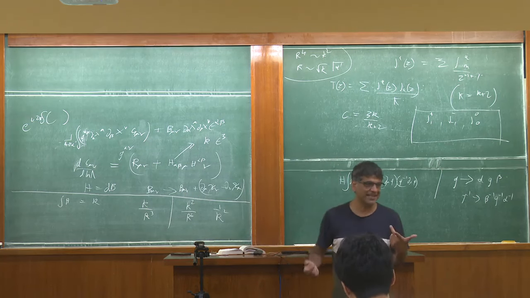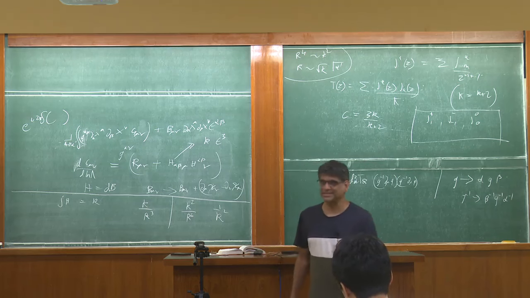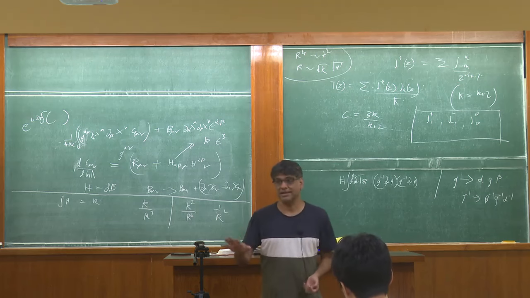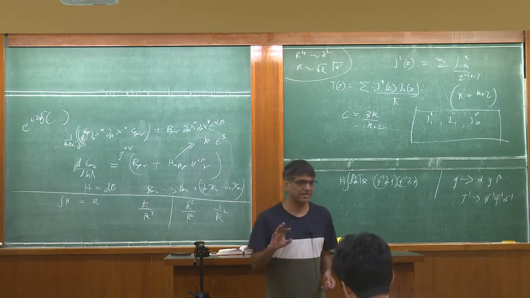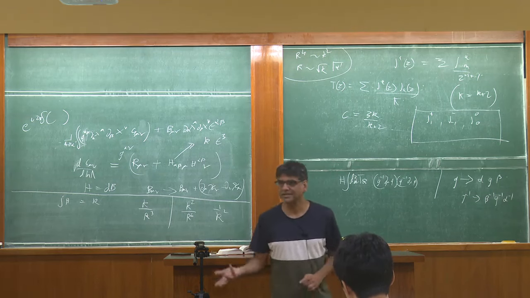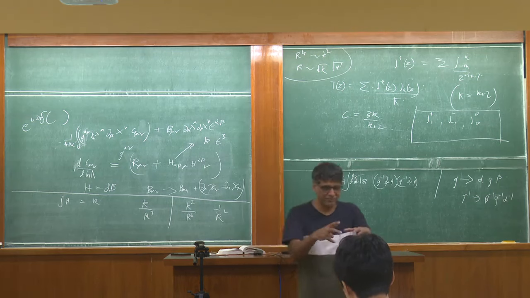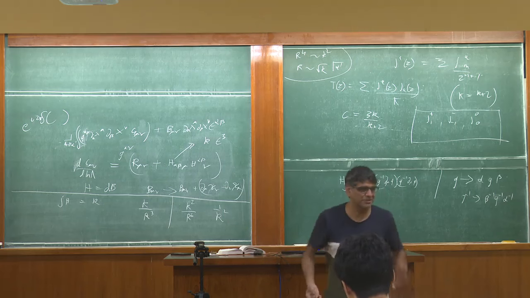The number of generators in AdS3 is 3 plus 3, 6. The number of generators for flat space is 3 Lorentz and 3 translations, also 6. Some flat space limit. Maybe there's something to do.